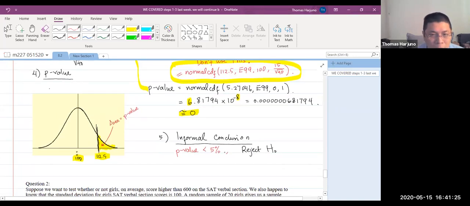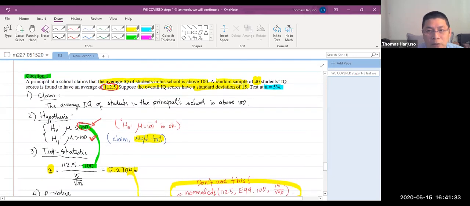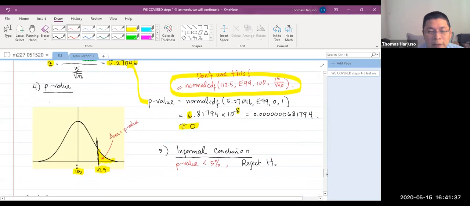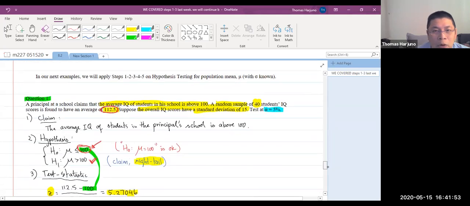If the p-value is less than the significance level, the alpha, that's the one given to us, then we reject the null hypothesis. Okay? Thomas, what happens if the p-value is greater than 5%? Then we will say fail to reject the null hypothesis. Okay? In the past, they said accept the null hypothesis.